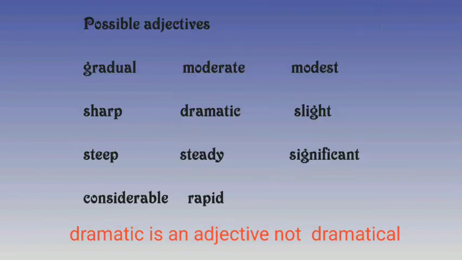Okay, now we have some adjectives and adverbs that help us to represent its behavior in more detail. We can tell the examiner it is fast, it is big change, it is small, what kind of change we have. And to represent those words, we must have some adjectives and adverbs. And here is a list of possible adjectives: gradual, sharp, steep, considerable, moderate, dramatic, steady, rapid, modest, slight, significant.